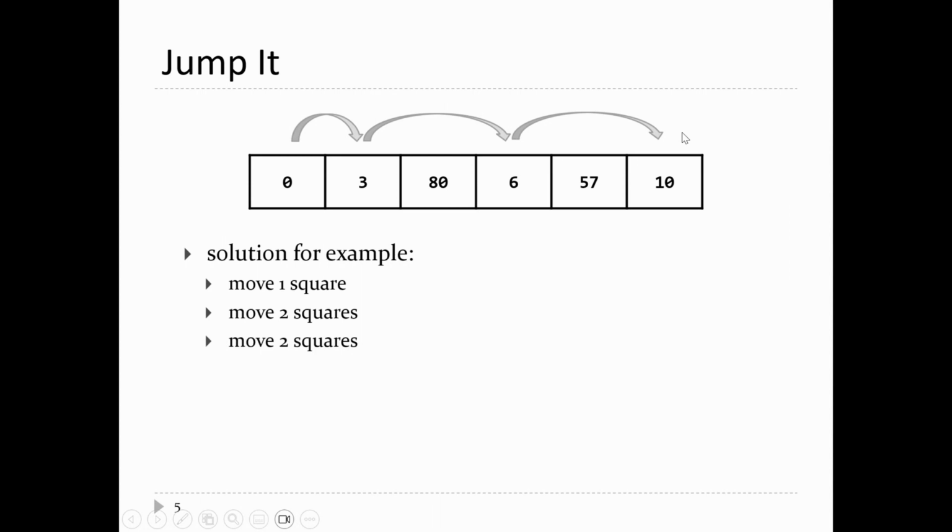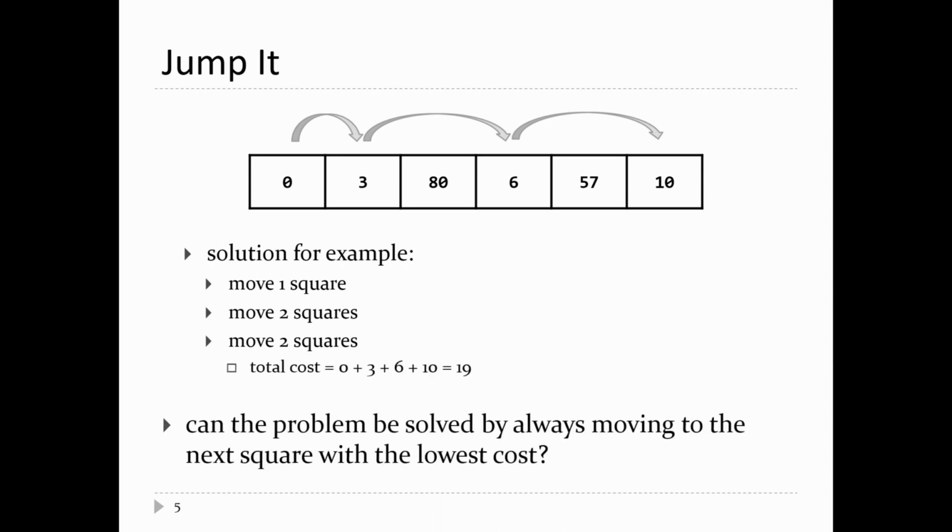So it looks like you can solve this with what's called a greedy algorithm. At each step, your choice is to pick the next square that has the lowest cost. We call that a greedy type algorithm. And so the question is, can you always solve this problem with a greedy algorithm? The answer turns out to be no.